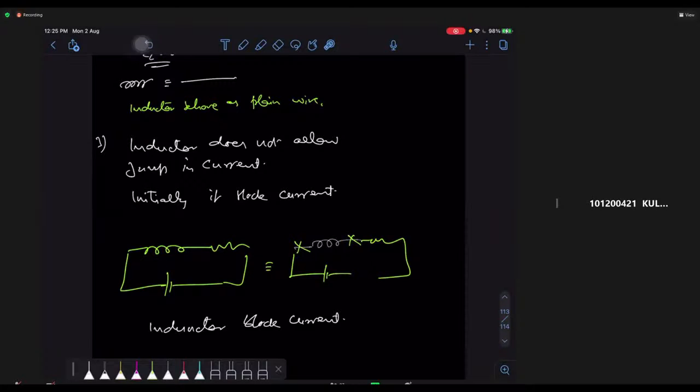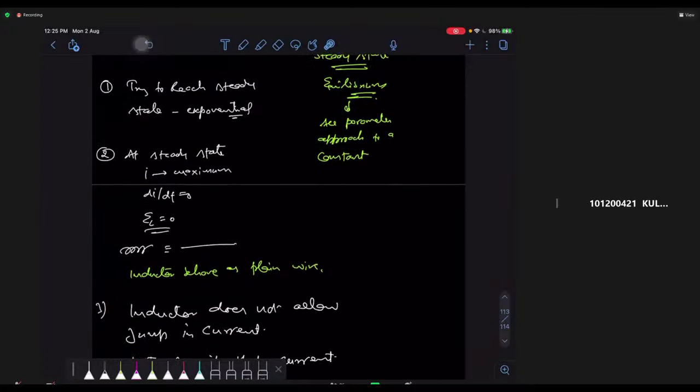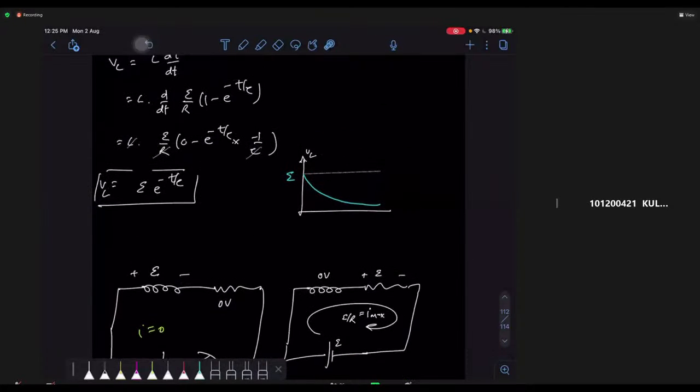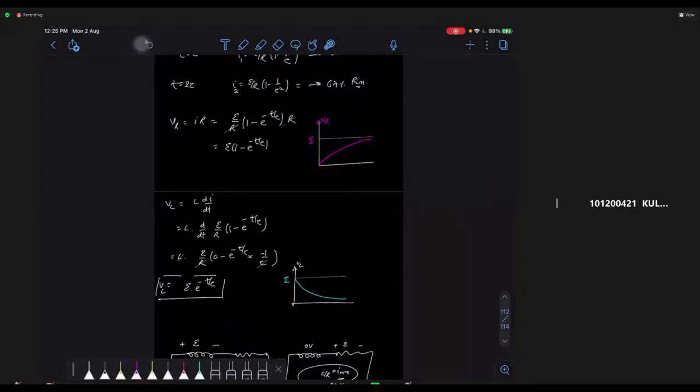Then in the graph of potential in inductors, why didn't you take the minus sign? Why didn't you take minus L? This side you're saying minus L di by dt, sir.